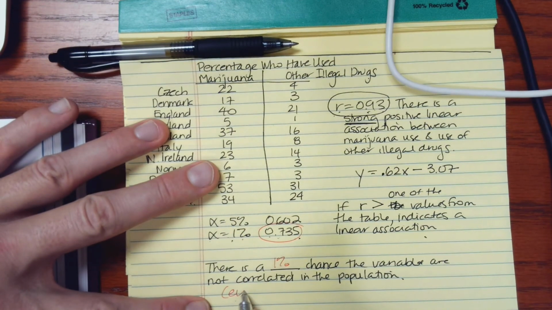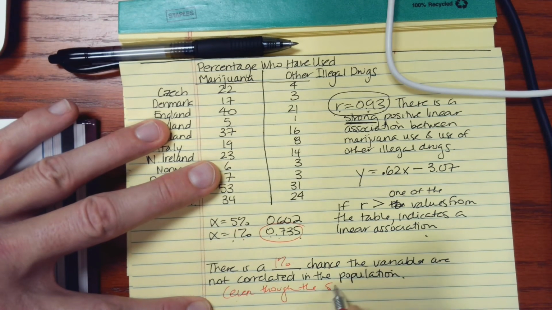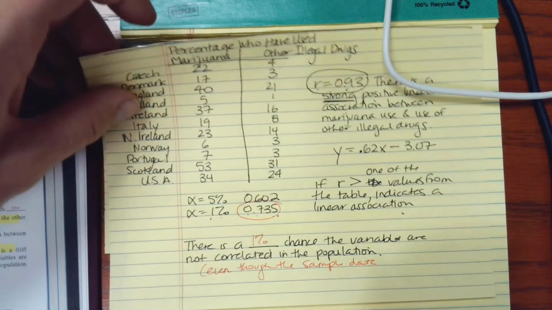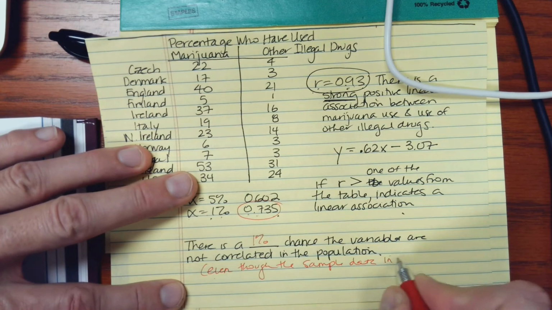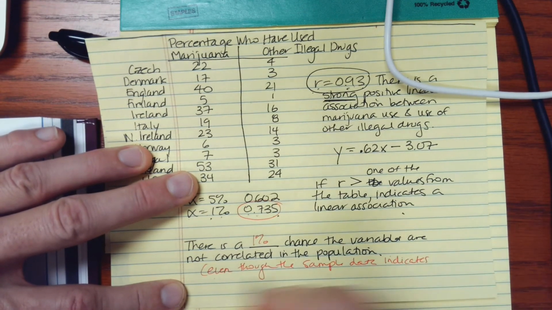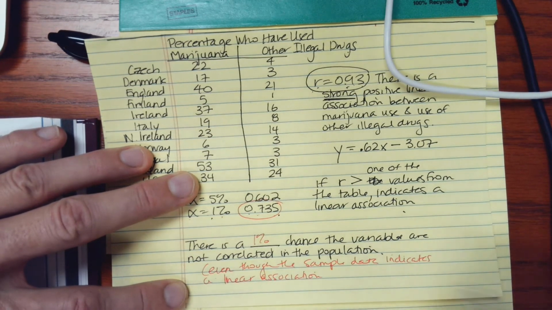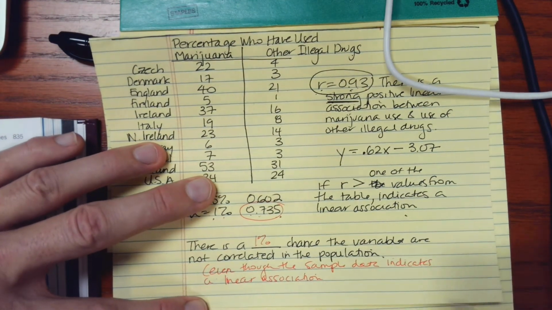That would be even though the sample data, and that's just the data that we have from these 11 countries, indicates a linear association, or you could say a correlation.